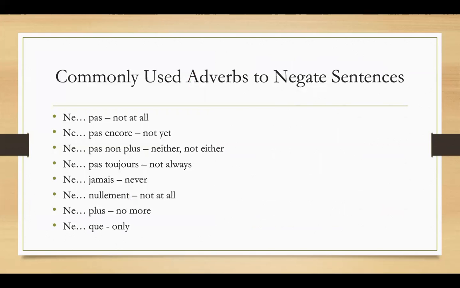So now getting into some really commonly used adverbs, so different ways to negate them. So we talked about ne and pas, so that just means not or not at all. Then you have ne pas encore, not yet, ne pas non plus, neither or not either. You have pas toujours, not always. Ne jamais is never, that's also really commonly used. And then you have ne nullement, not at all, ne plus, no more.